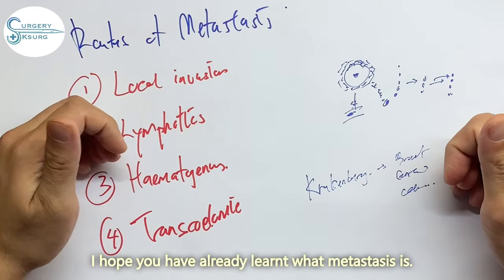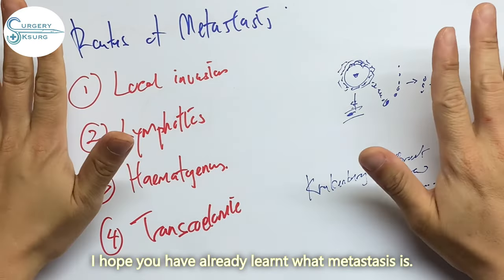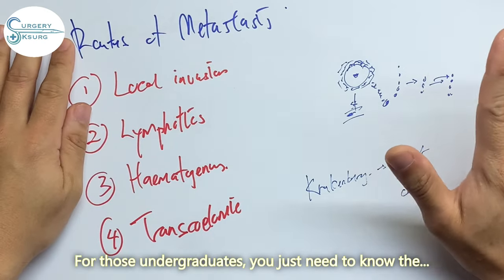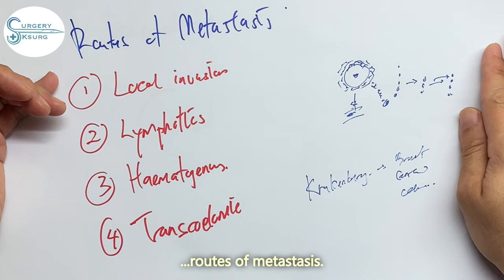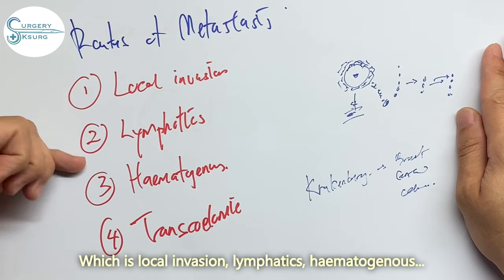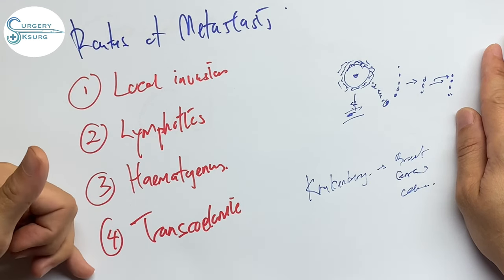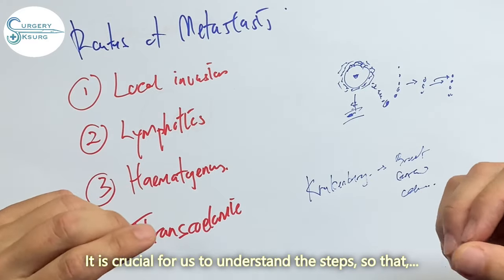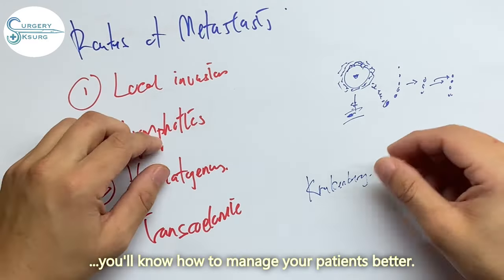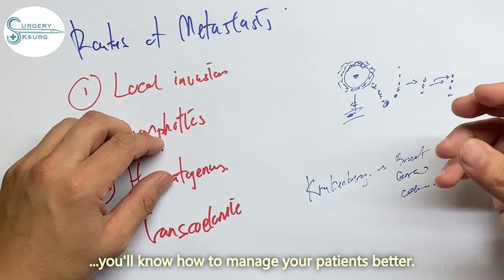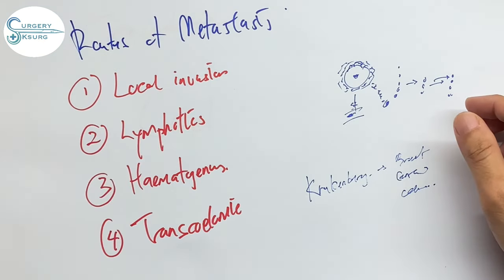So I hope you have already learned what metastasis is. For those undergrad, you actually just need to know the routes of metastasis, right? Which are local invasion, lymphatic, hematogenous, and transcoelomic. It's actually crucial for us to understand the steps so that you know how to manage your patient better.